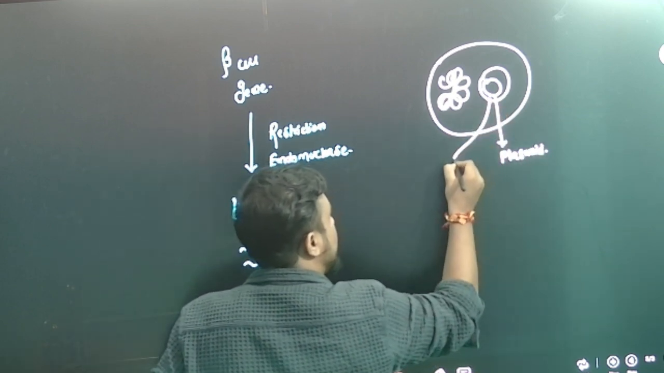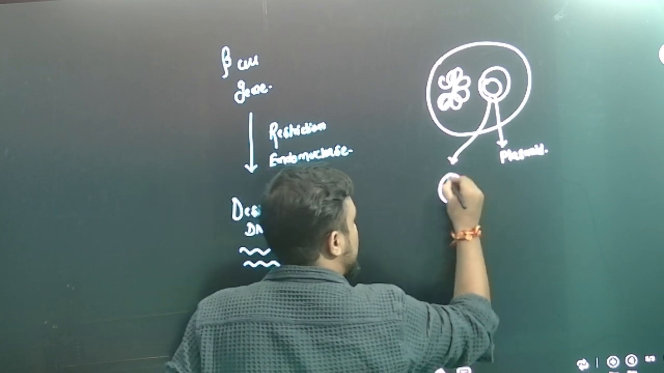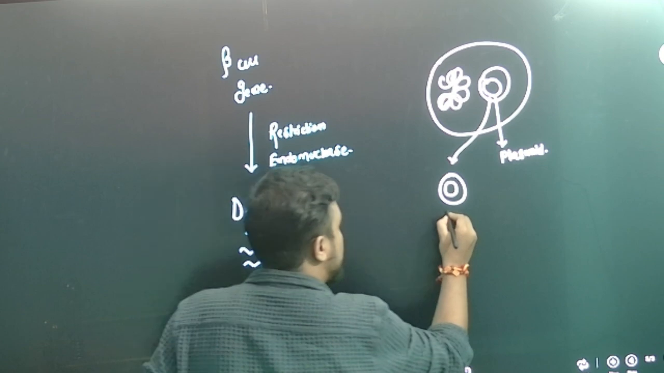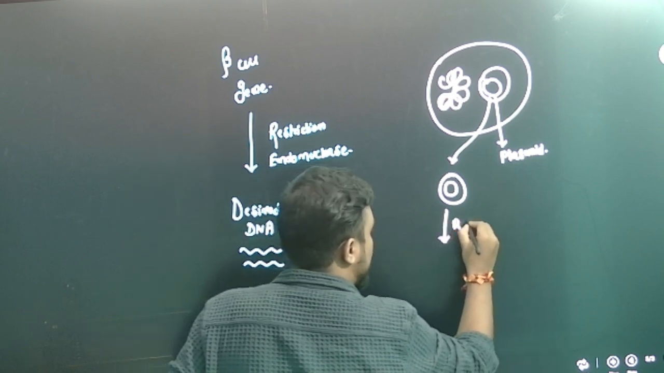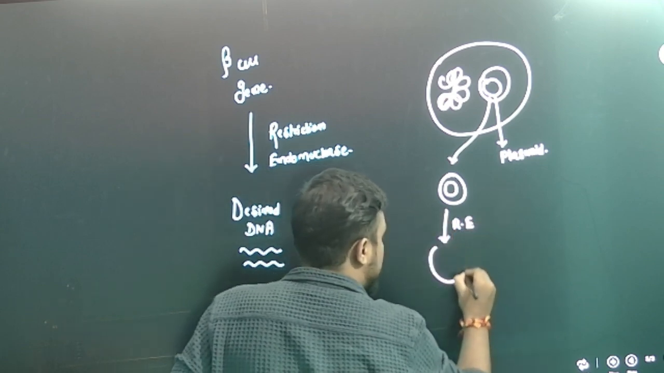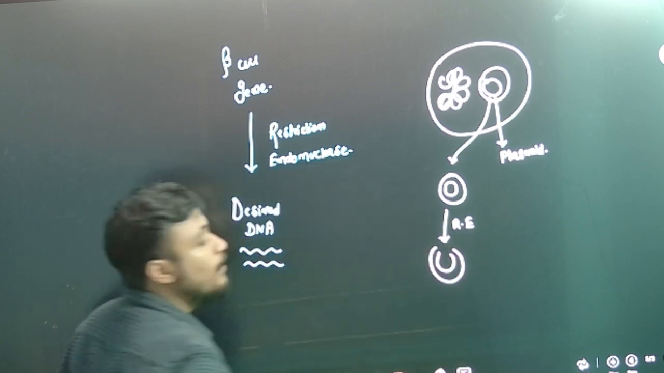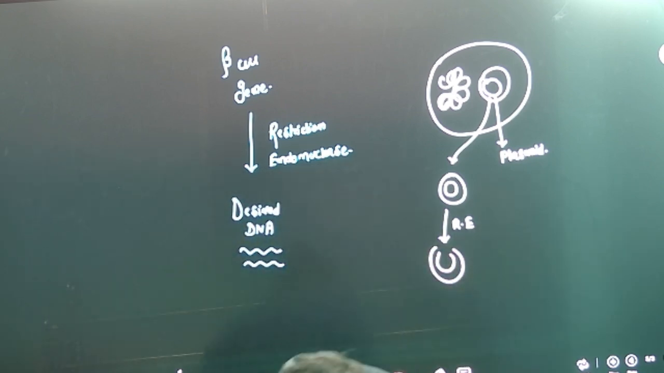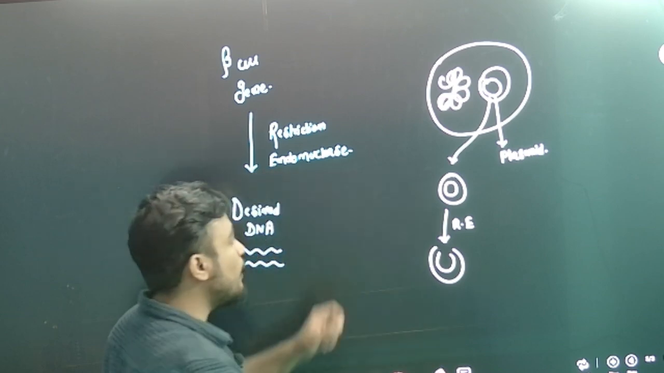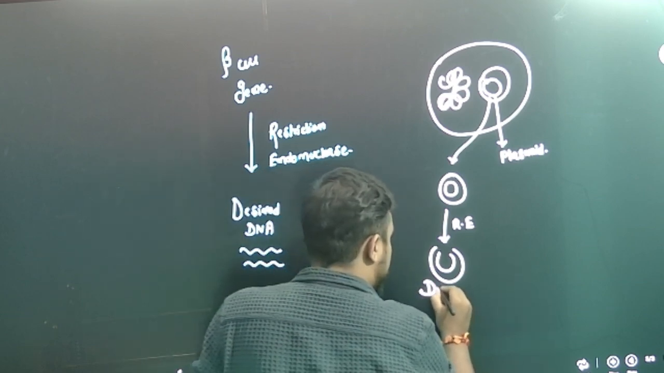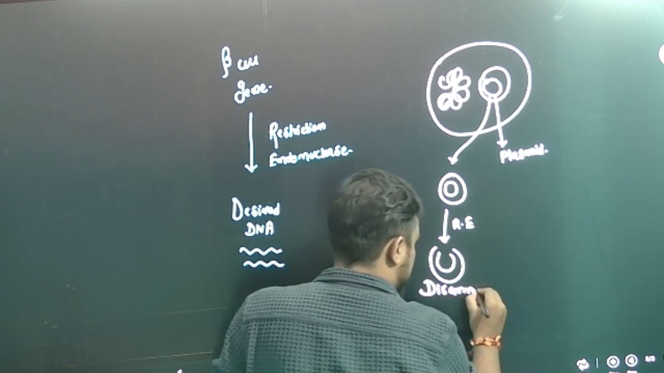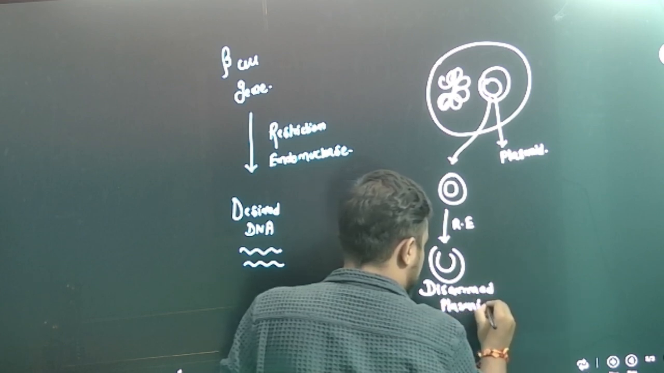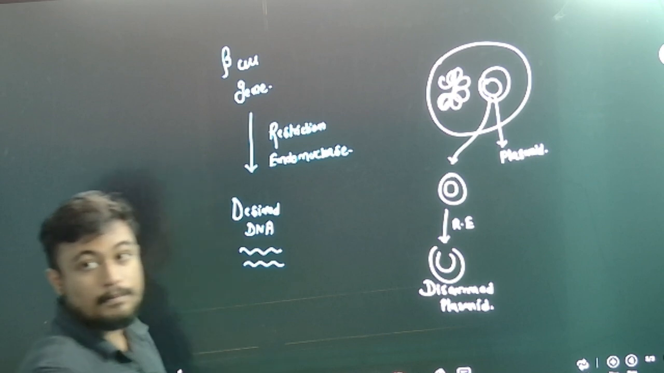So what did the scientists do? Scientists extracted that plasmid. And with the help of the same restriction enzyme, scientists cut that plasmid. Now the plasmid is already cut, right? This cut fragment of plasmid is called a disarmed plasmid.